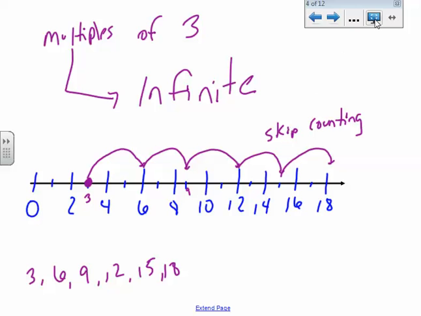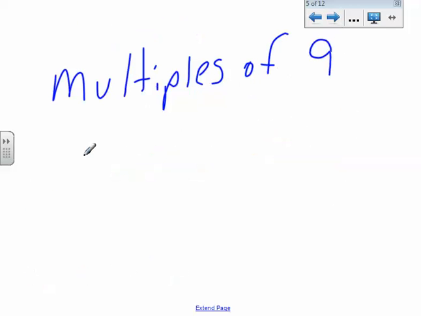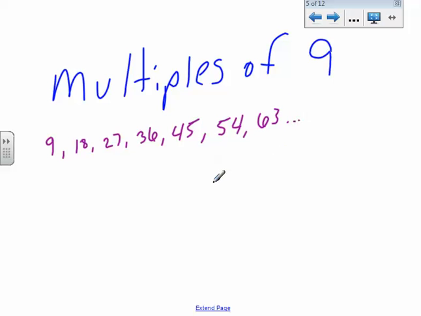Those are our multiples. So let's try multiples of 9. Well, I want you to see this in two different ways. One, let's just think about adding 9 over and over again. So 9, plus another 9 is 18, plus another 9 is 27, plus another 9 is 36, another one is 45, 54, 63, dot, dot, dot. That can go on forever.